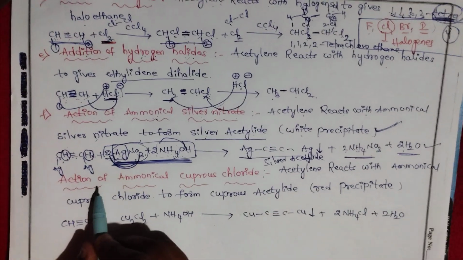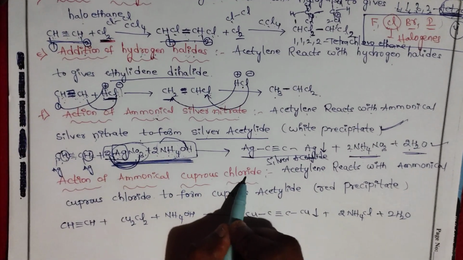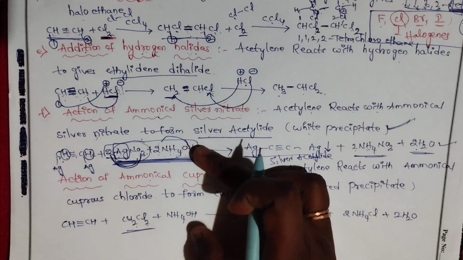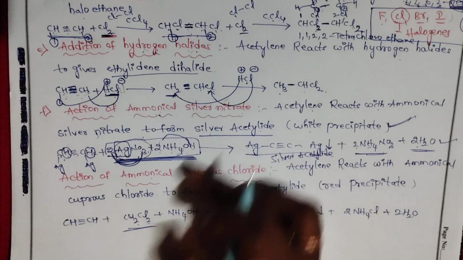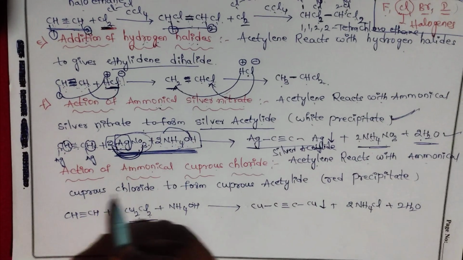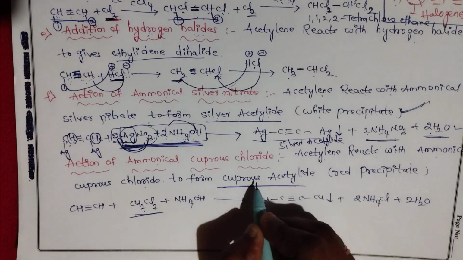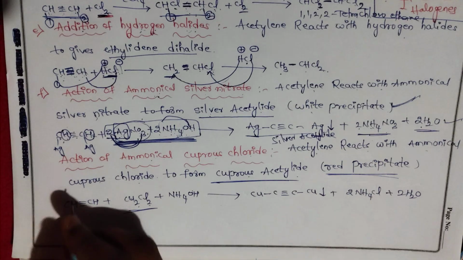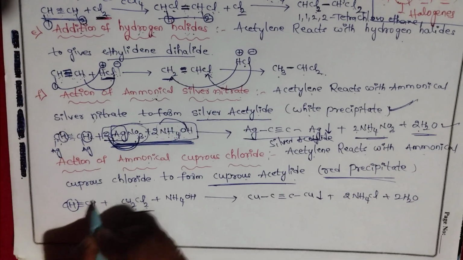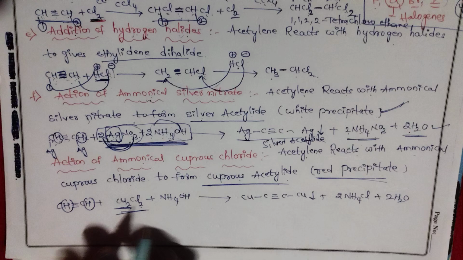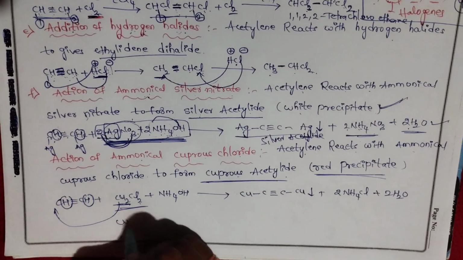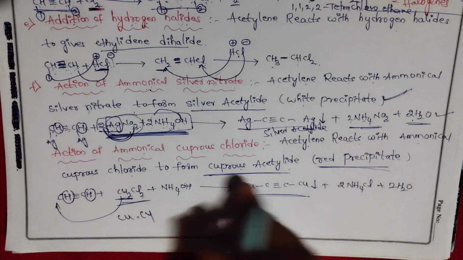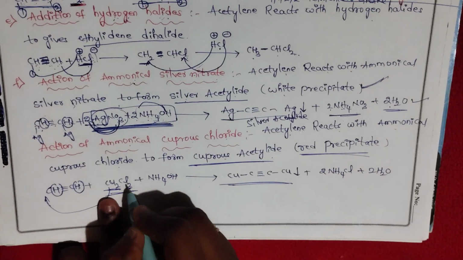Now the same reaction with ammoniacal cuprous chloride. What is the cuprous chloride formula? Cu2Cl2, and we also take ammonium hydroxide. Acetylene reacts with ammoniacal cuprous chloride to form which product? Cuprous acetylide. Cuprous acetylide is which precipitate? Red precipitate. By replacing two hydrogens, we add two coppers. Cu2 means Cu and Cu, one copper added on each side. How many chlorines remain?